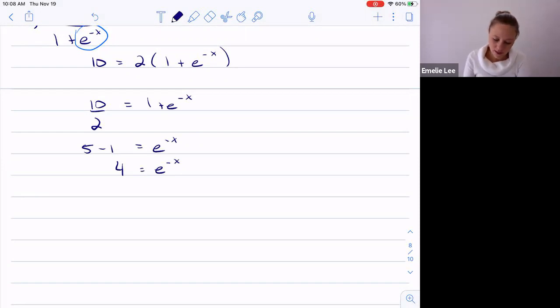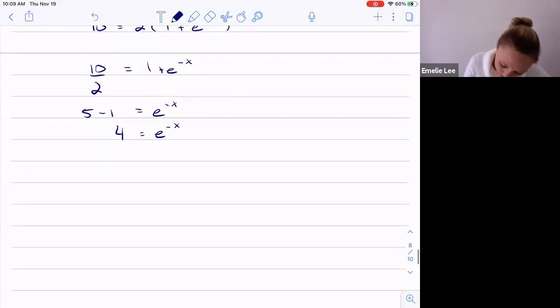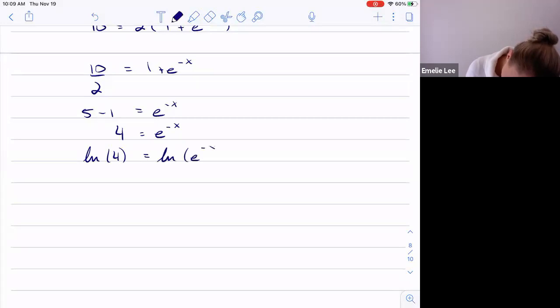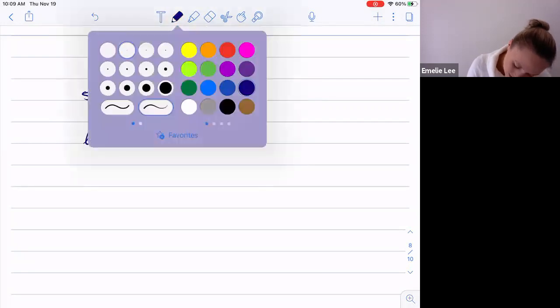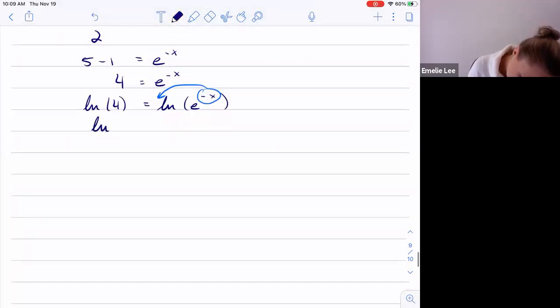Now that I've isolated e to the negative x, I can take the natural log because I have this nice e. The natural log of e is 1. So I take the natural log of both sides. I have to do it to both sides, right? Times the natural log of e to the negative x. The log law says that this negative x goes down in front, and that's how I'm going to shake it out. So I have the log of 4 is negative x times the log of e.